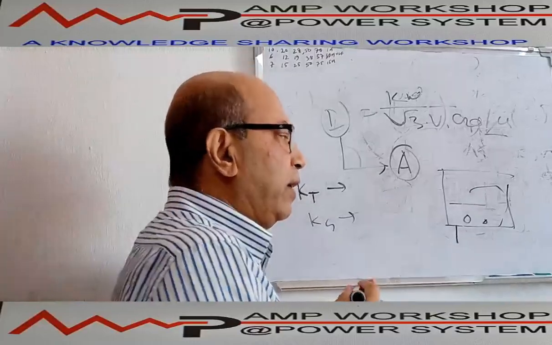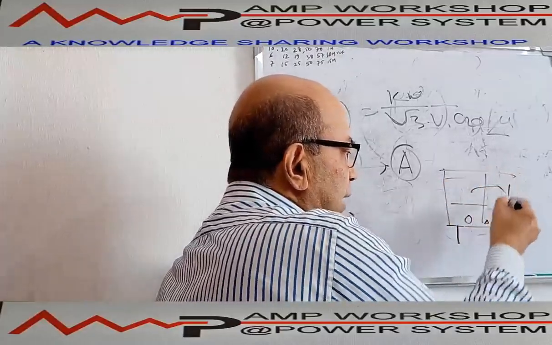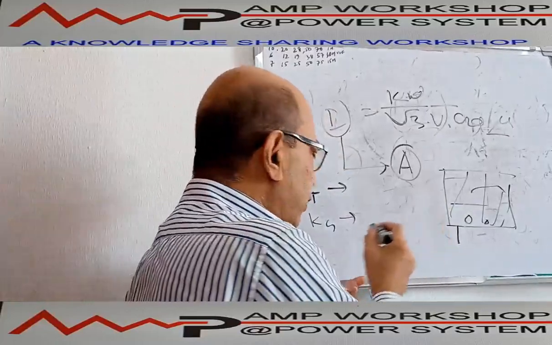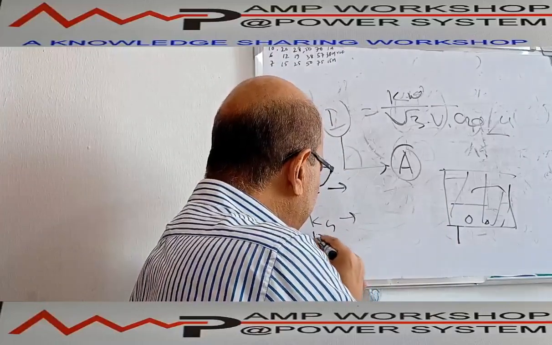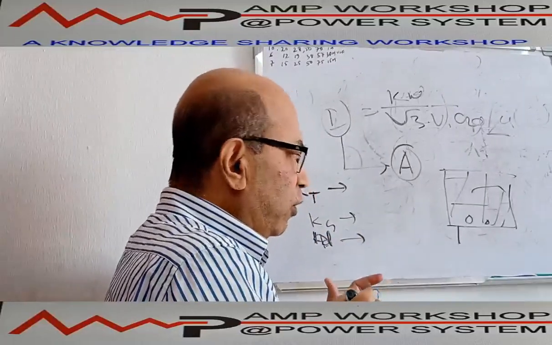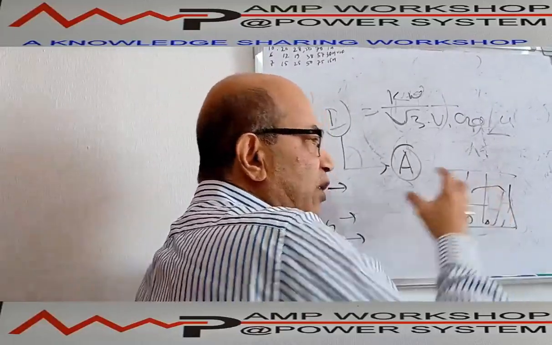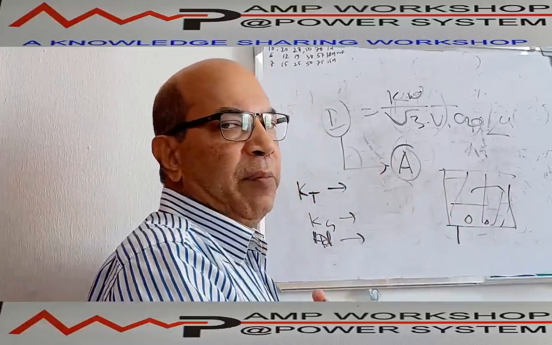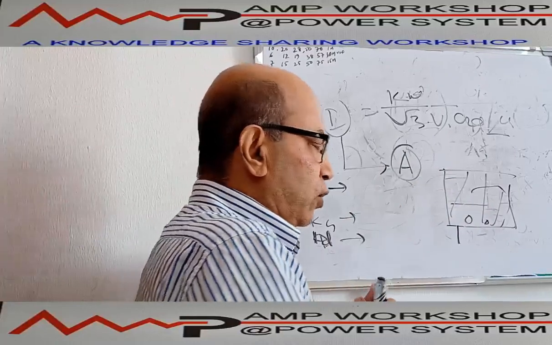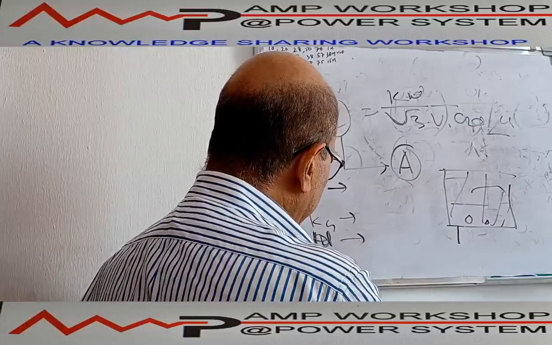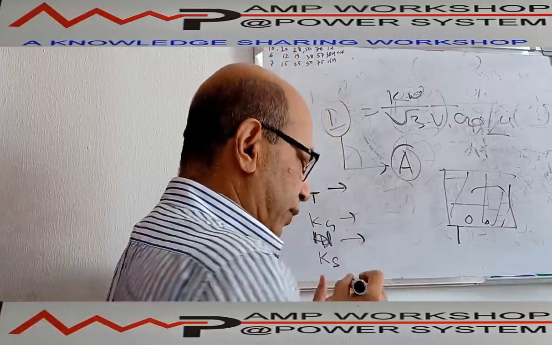The third factor is at what depth the cable is laid under the soil. That is another important parameter. For that depth there is another factor, KD, the depth factor. And the fourth factor is the soil resistivity. Soil resistivity has an impact on the cable current carrying capacity. So the soil resistivity factor is called K soil resistivity, KS you can say.